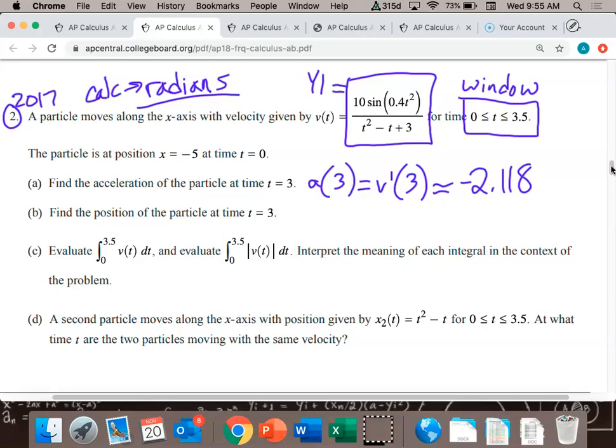Okay. Good, good. These are good calculator things to flesh out now, right? Better now than on the test. Okay. Any other issues on part A?